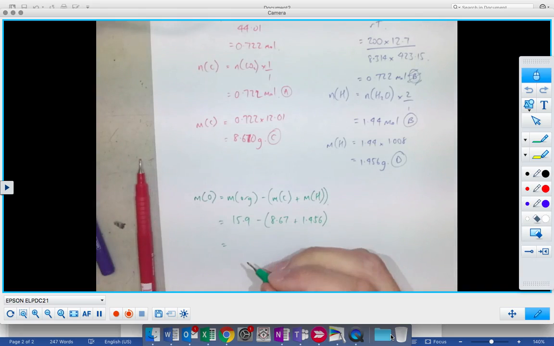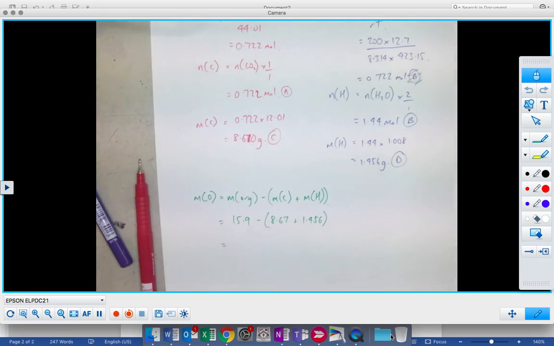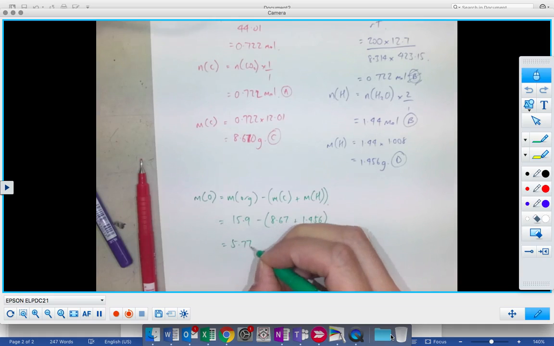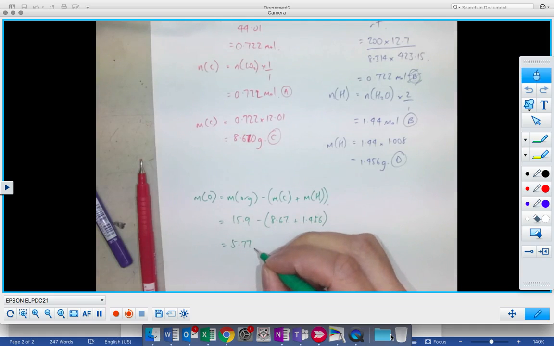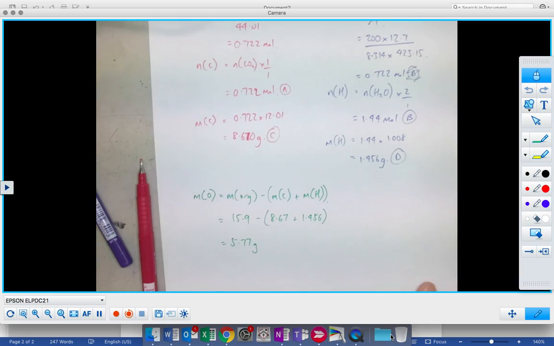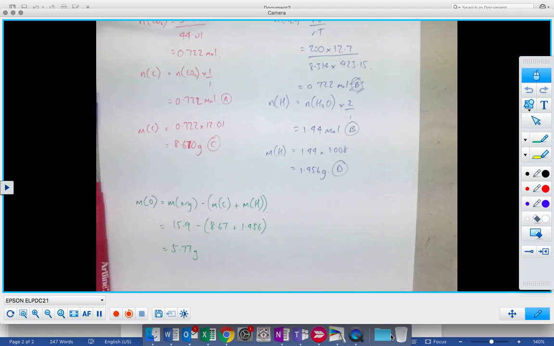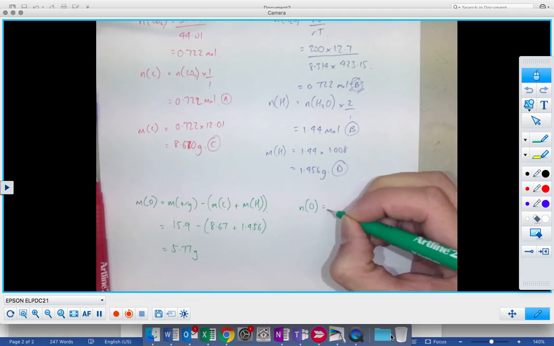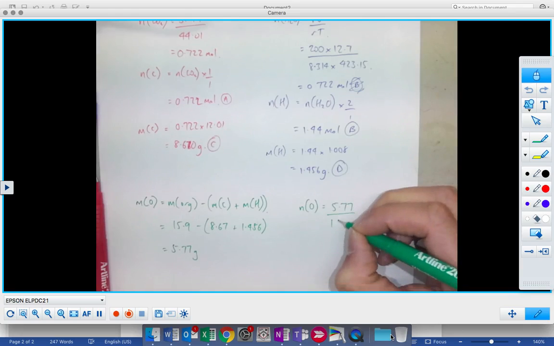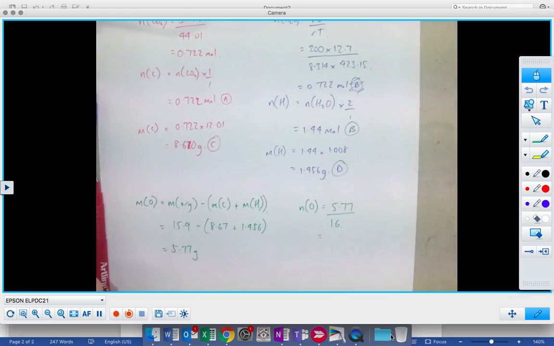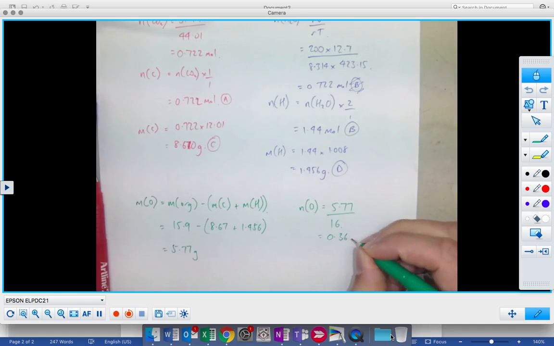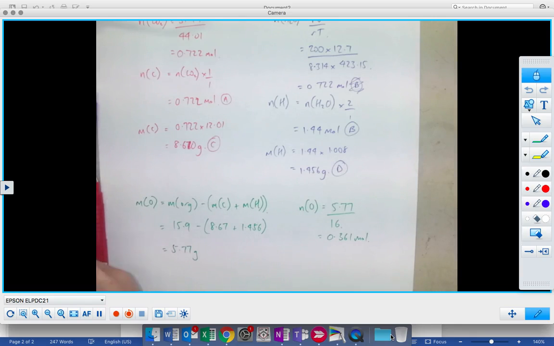Okay, so now I have 15.9 subtract bracket C plus D, close bracket, and I end up with 5.77 grams of oxygen. Then I'm going to work out the number of moles of oxygen as 5.77 over 16, which happens to be 0.361 mole. And I'm going to save that to E.